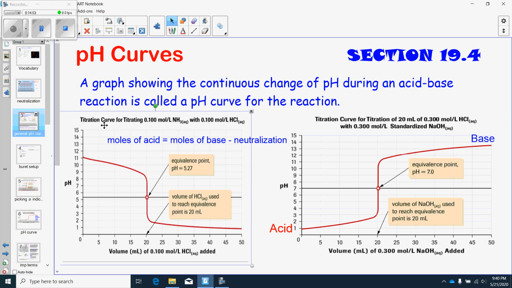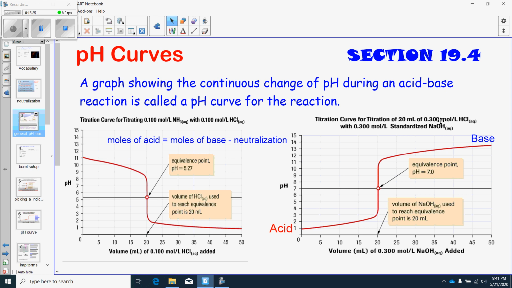Another hint to figure out what's in the burette and what's in the Erlenmeyer flask: it says titration curves for titrating 0.1 moles per liter ammonia with. When it says titrating with, the afterthought is what's in the burette. So the ammonia is going to be in your Erlenmeyer flask, and whatever the "with" is, that's what we're putting in the burette. So we're starting with the base, we're putting in the acid.